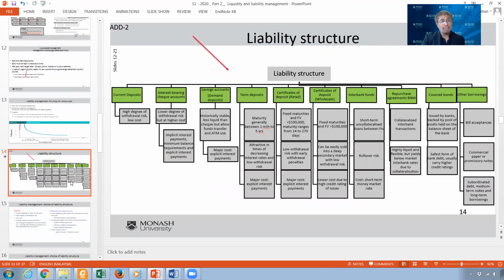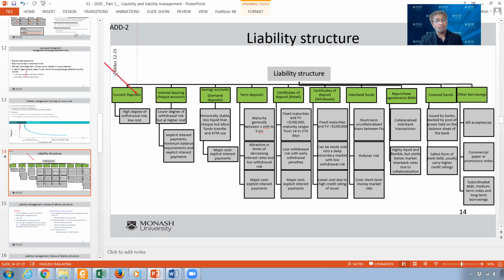Now, let me move to this. This is actually very interesting, because this is when I talk to you about the liabilities structure. These are actually the 9 areas. You can raise funds from those 9 sources. You can build your portfolio, a liability portfolio, based on this. Some of them are short-term, some of them long-term, and every single item has different characteristics.